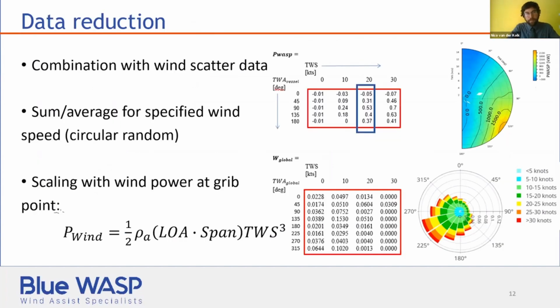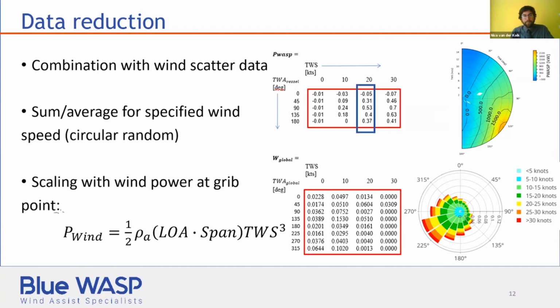Okay, so to continue, I think it's good to spend another moment on the data reduction. Of course, on the right side, I show the combination with the wind scatter, as you're all familiar with, I think. But in this case, it's not so interesting to me to think on route-specific performance, but rather looking at the circular random case. So that's as if the ship was sailing in a circle. And then you can look at the performance per wind speed. So it's simply an average, if you will.